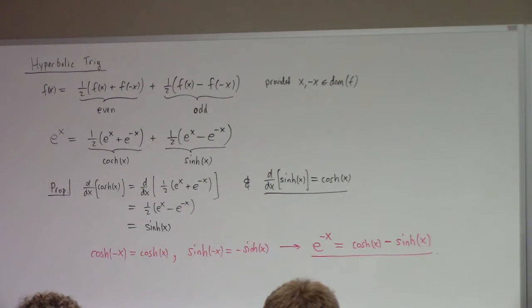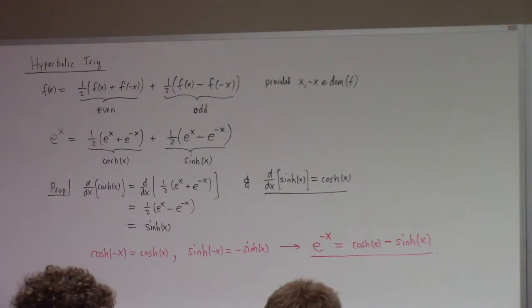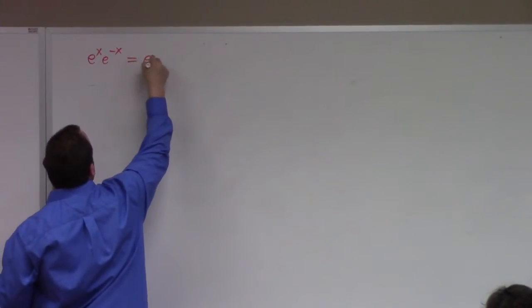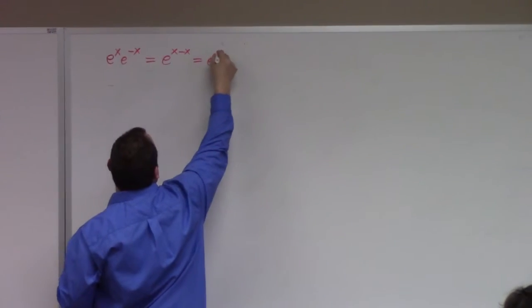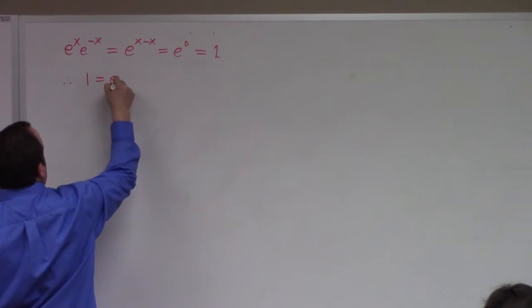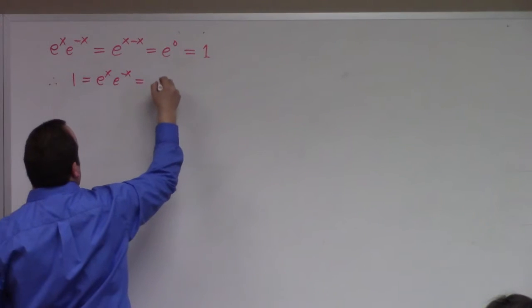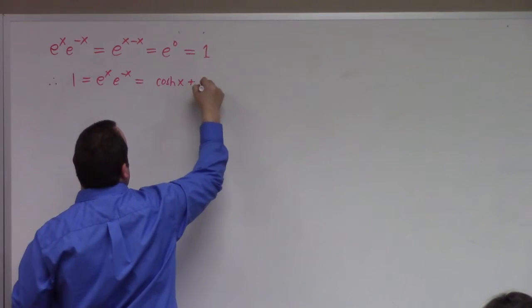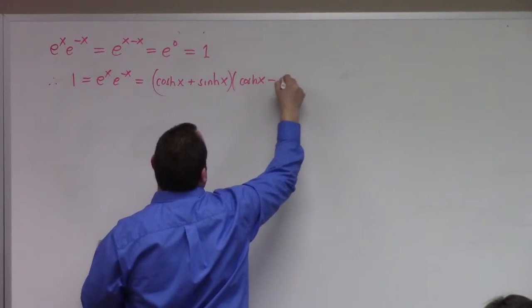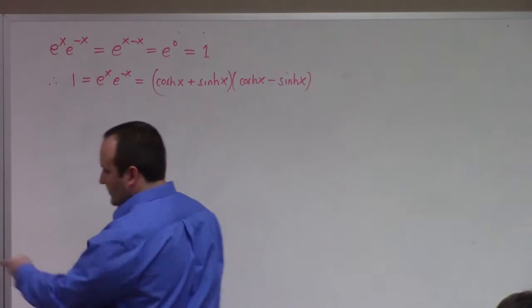what happens if you multiply e to the x and e to the minus x? Yeah, let's look at that. So we have e to the x times e to the minus x is equal to e to the x minus x, right, which is e to the 0, otherwise known as 1. So what that tells me is 1 is e to the x times e to the minus x, right? But that is cosh x plus sinh x times cosh x minus sinh x by the identity I just wrote over here.